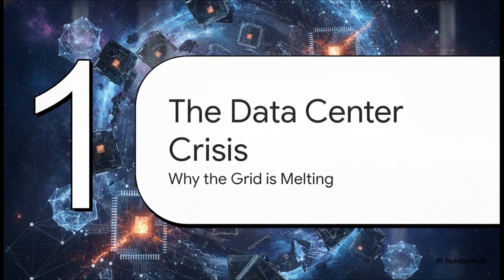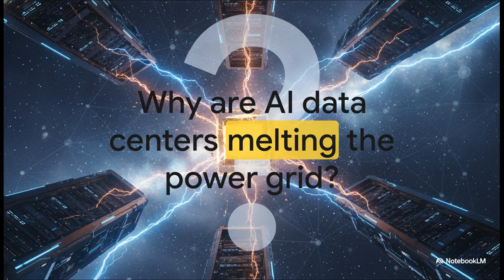Starting off with Section 1, the data center crisis. Why the grid is melting. To really grasp this framework, we first need to look at the sheer, massive scale of modern AI computing. The big question is, why are these AI data centers practically melting our global power grid? Right now, tech giants are building these planet-sized computer matrices everywhere. And according to our sources, worldwide data center energy demand has absolutely skyrocketed to an unprecedented 565 terawatt hours. They're consuming gigawatts of power, draining local resources, and putting a massive strain on the electrical infrastructure.